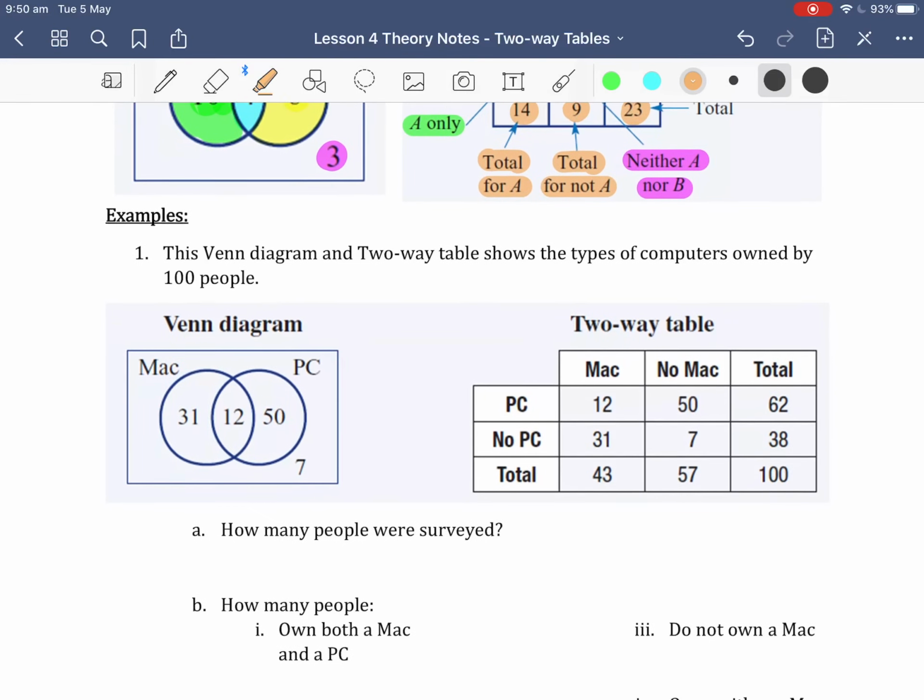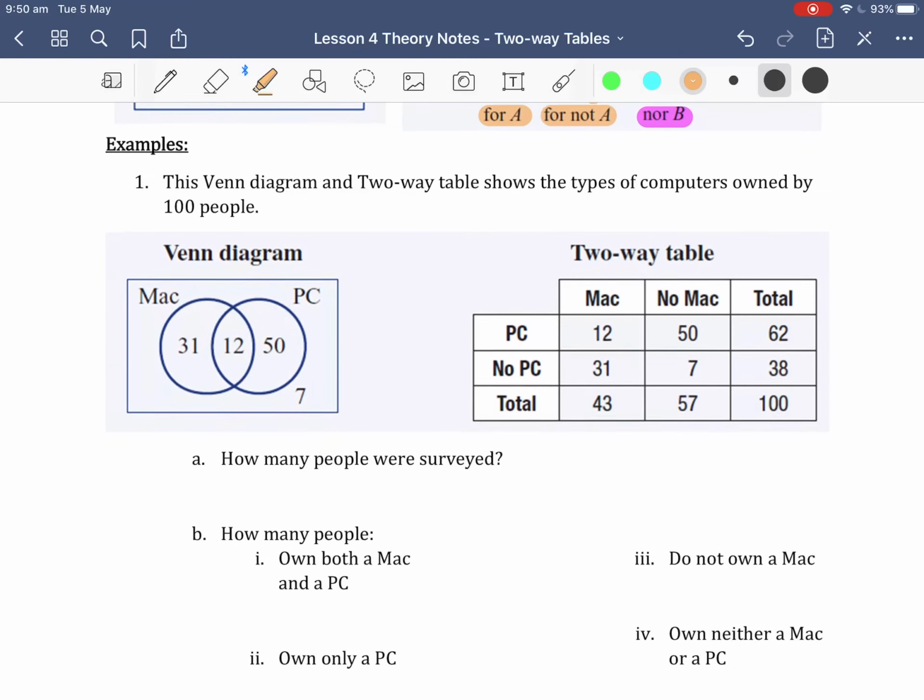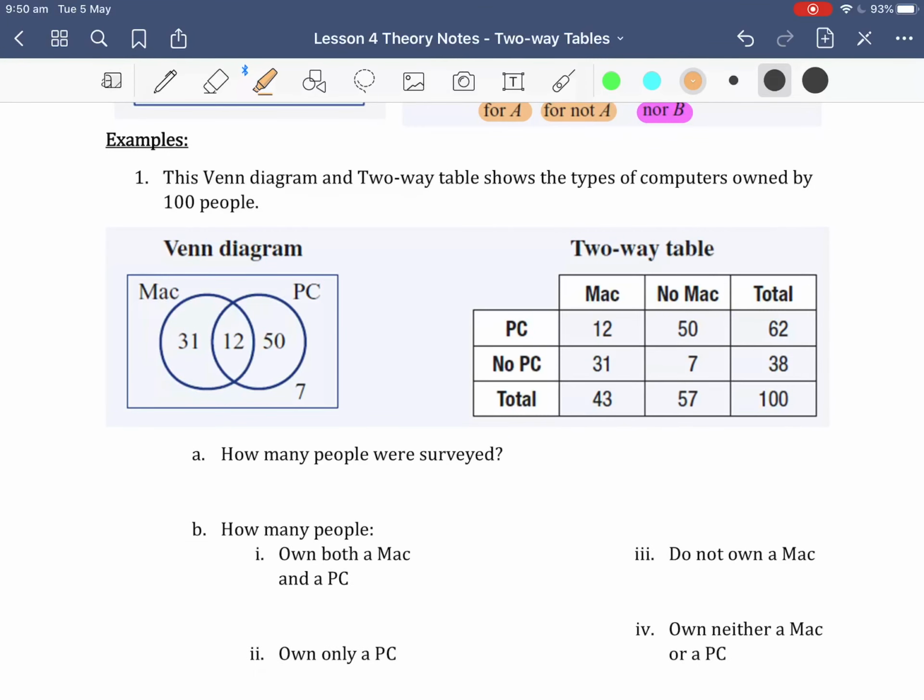Moving on to an example. We have this Venn diagram and two-way table which shows the types of computers owned by 100 people. So we have Macs and PCs. How many people were surveyed? If we look at our two-way table, we can see that this total of 100 is the total amount of people that were surveyed. So 100 people were in fact surveyed.